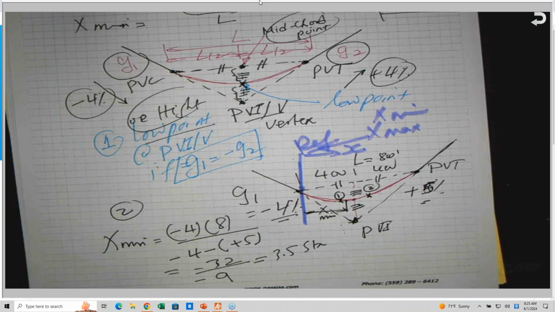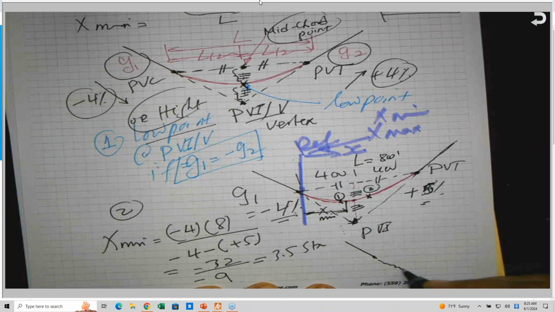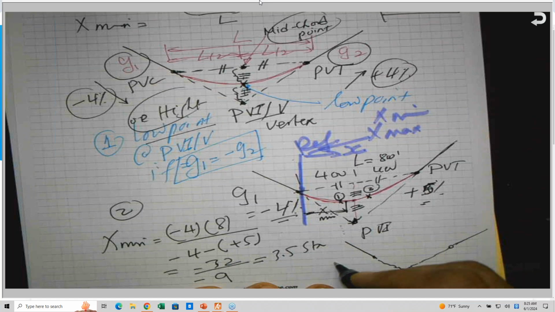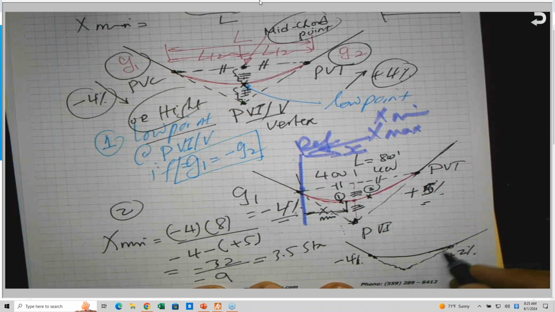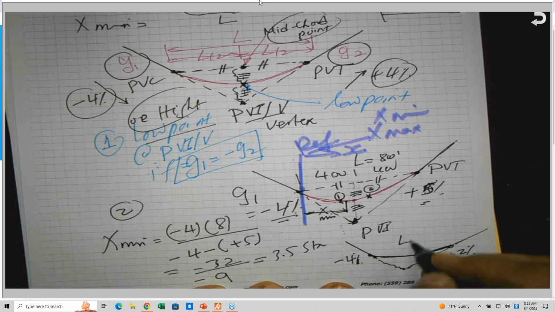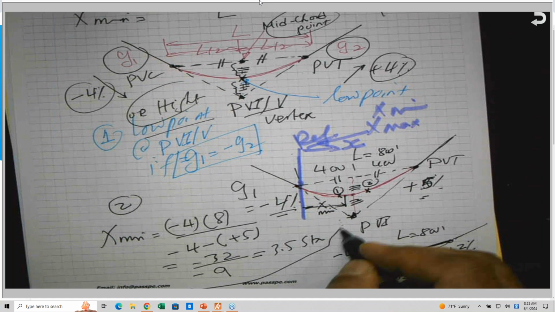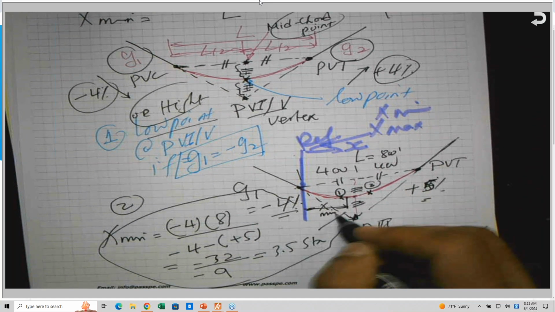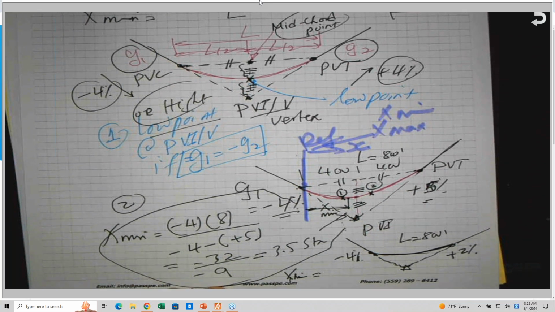If I use the same curve, but I will keep this one at -4%, and I will make this a plus 2%. Okay, and I'm using the same curve length, L is equal to 800 feet. So right now I will leave these calculations here. This is related to this. So the x min in this case, just a simple calculation to draw the conclusion.